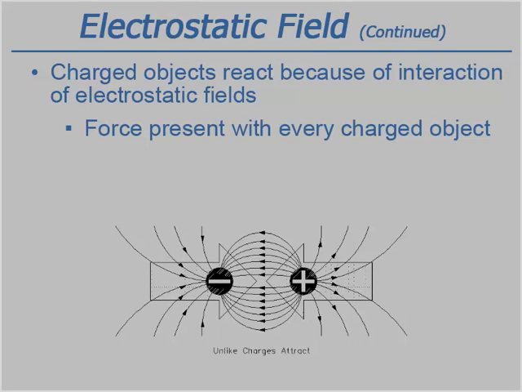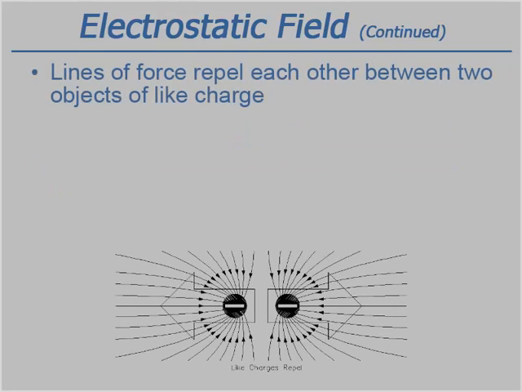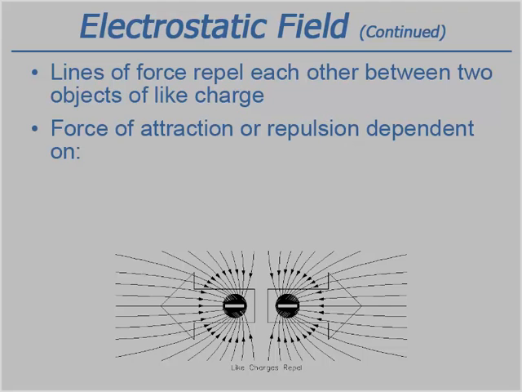When two objects of opposite charge are brought near one another, the electrostatic field is concentrated in the area between them as shown in the diagram. The direction of the small arrows shows the direction of the force as it would act upon a positive test charge if it were released into the electric field. When two objects of like charge are brought near one another, the lines of force repel each other as shown in the diagram.